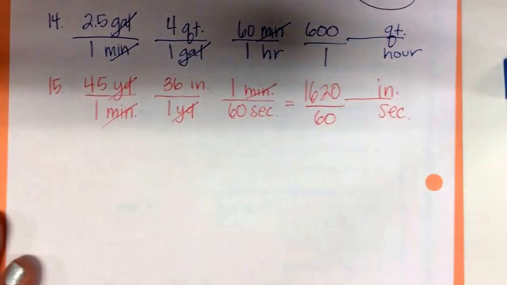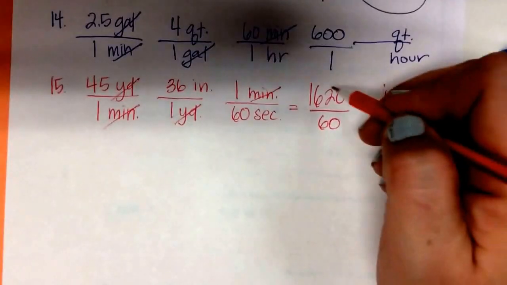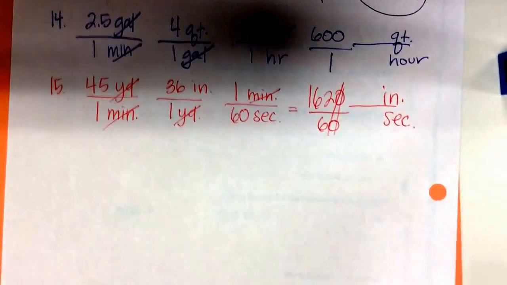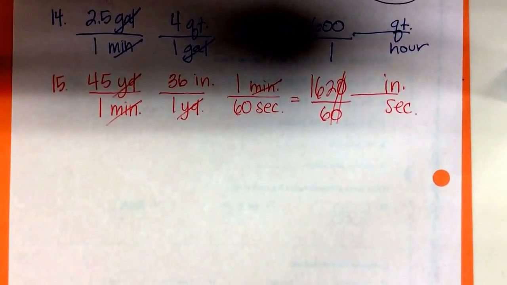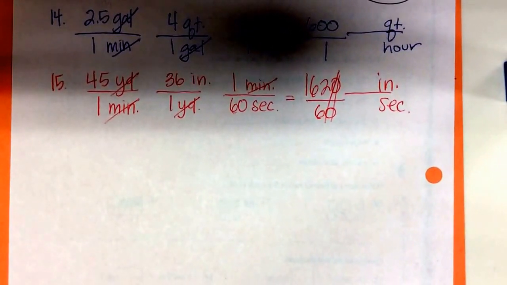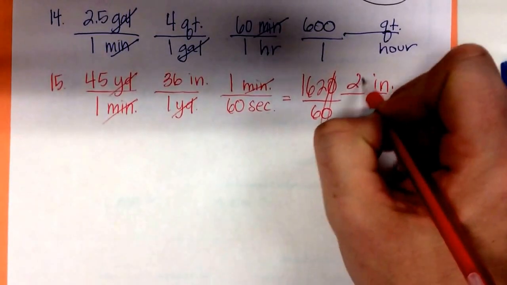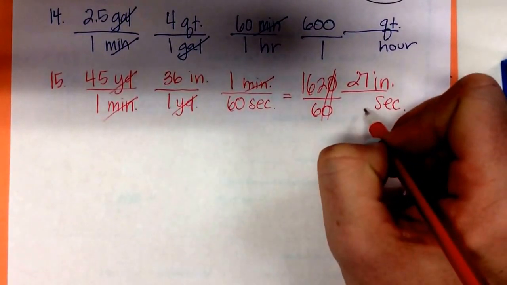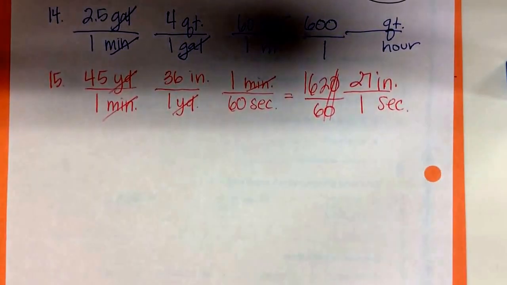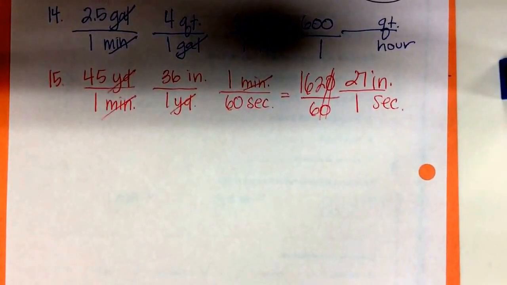Can that be simplified? Yes. In the least, I know the zeros cancel out, right? 162 over 6. 27 over 1. 27 inches for 1 second.